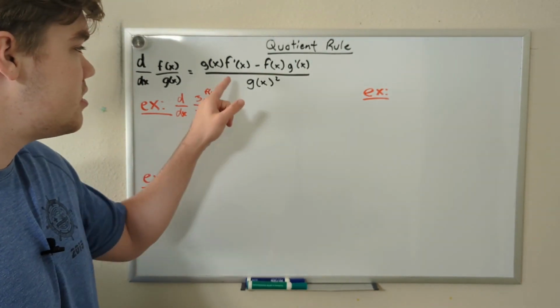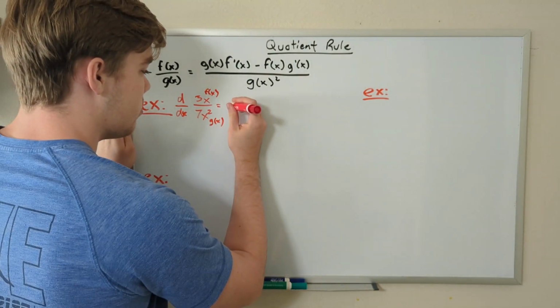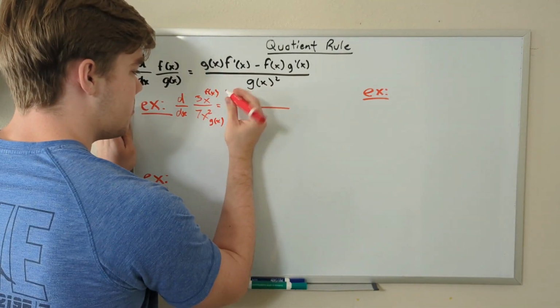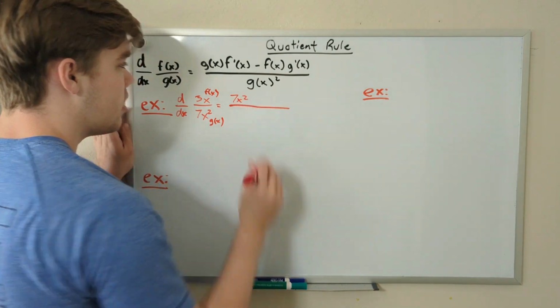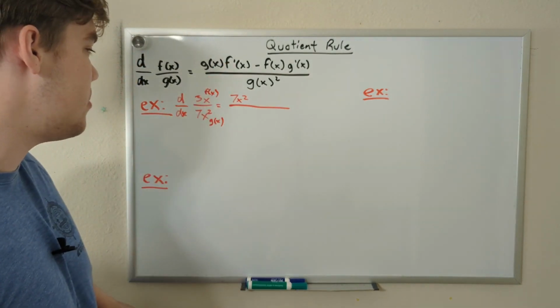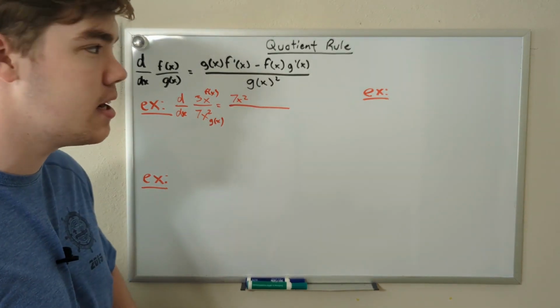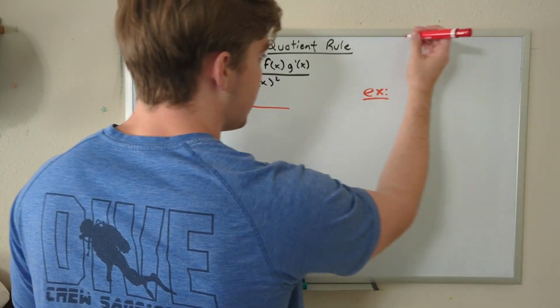So now let's plug it into the quotient rule. So this is now equal to, put a big old division sign, g of x is just 7x squared, and we need to multiply that by f prime of x. In other words, we need to find the derivative of the numerator and then multiply that by 7x squared. Let's do that real quick over here in the top right corner.